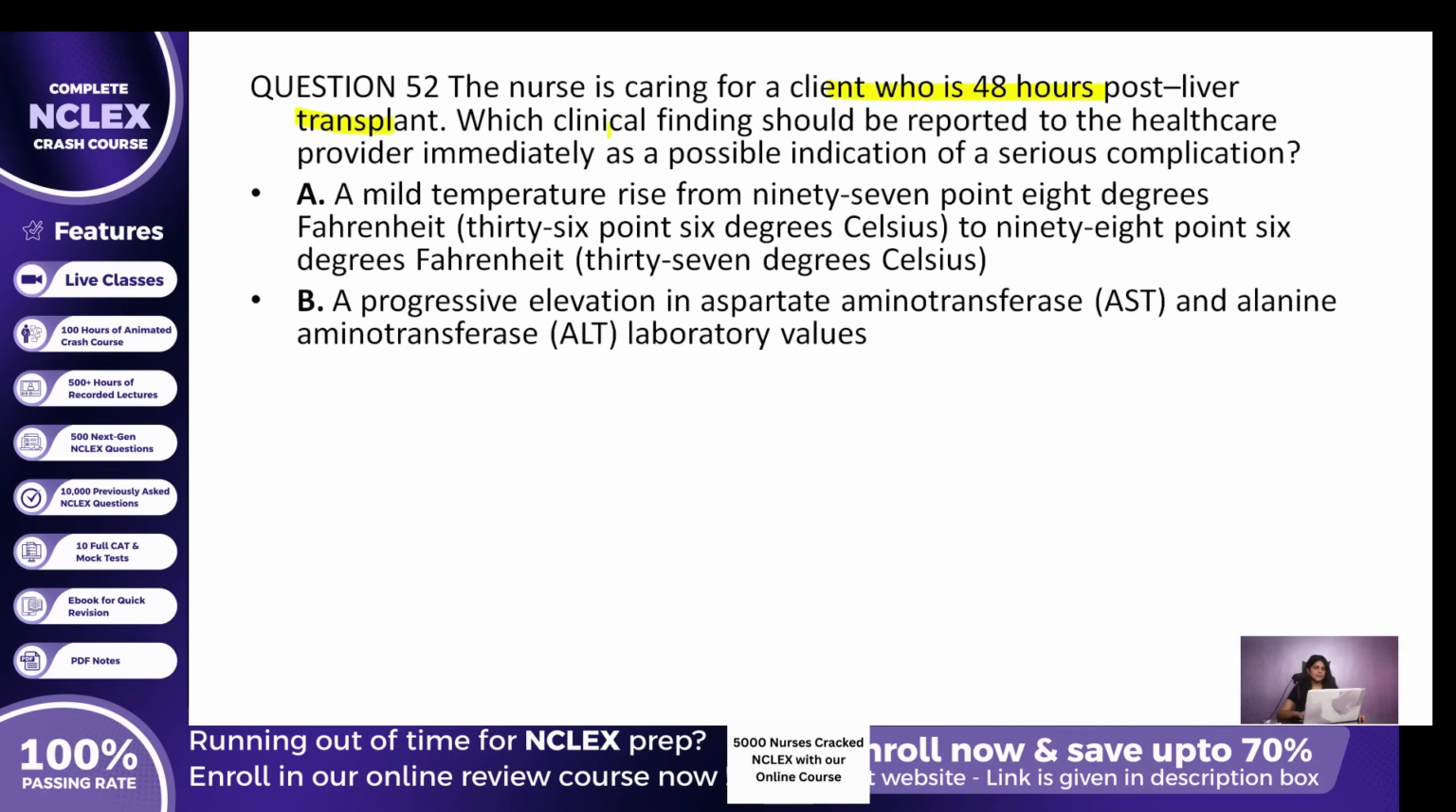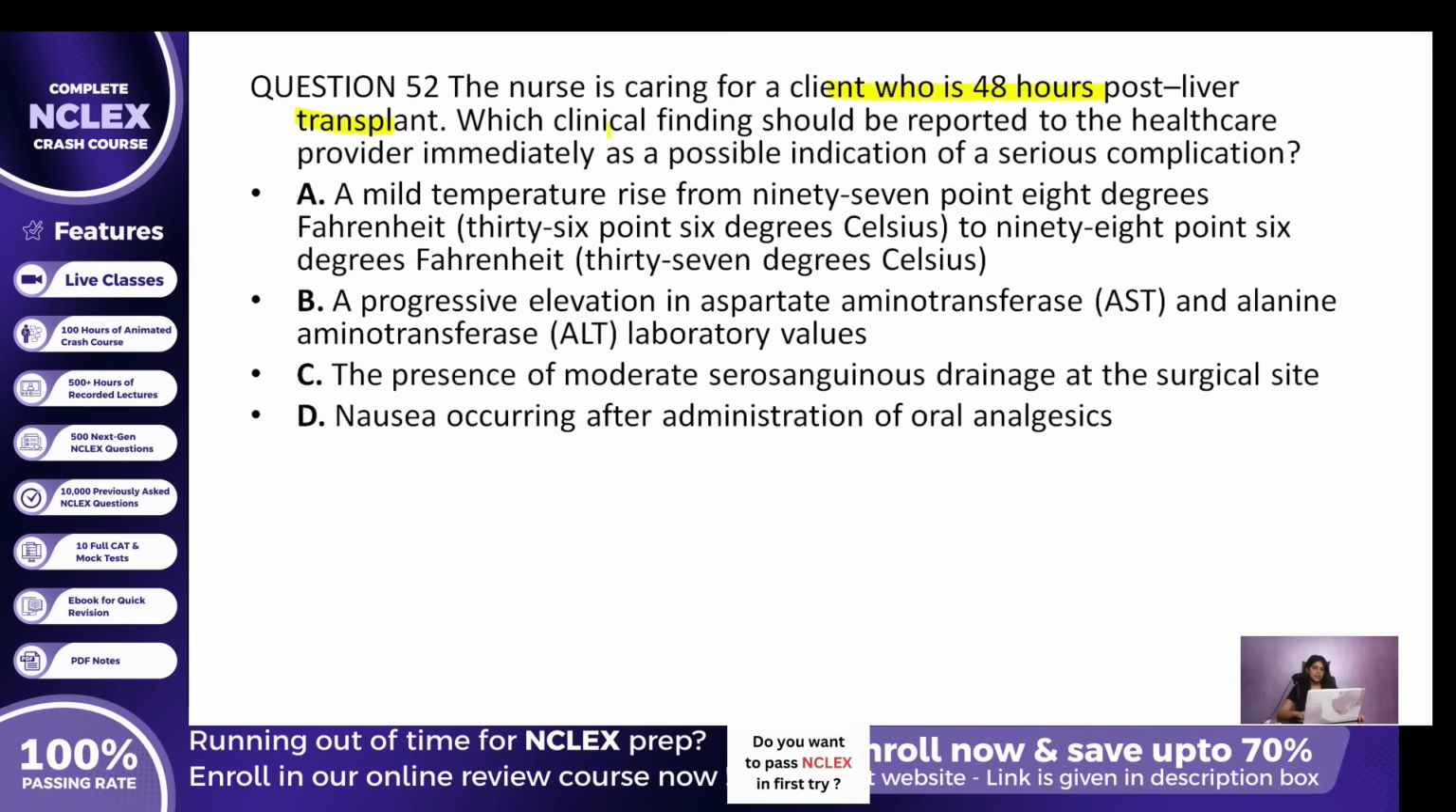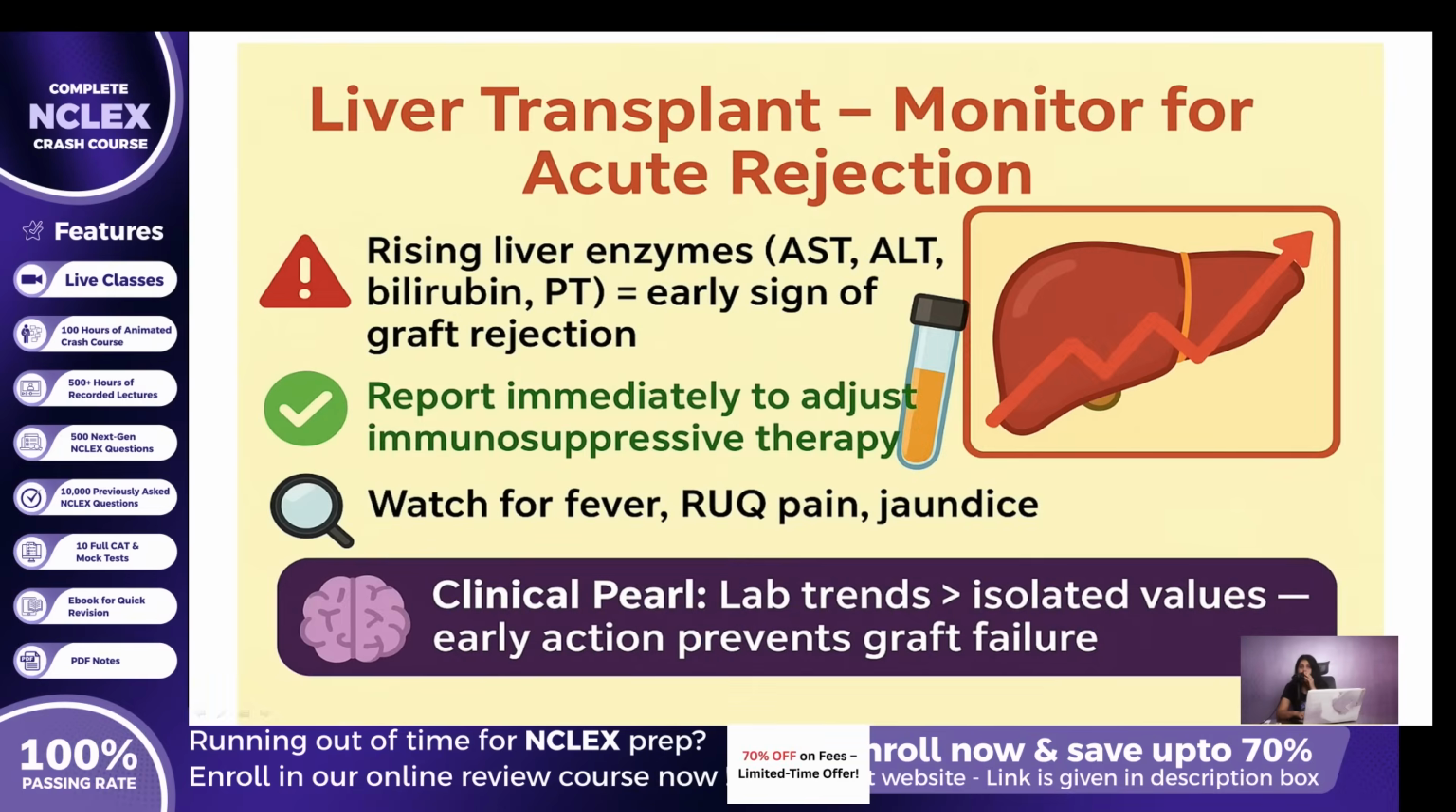Option B, a progressive elevation in aspartate aminotransferase and alanine aminotransferase laboratory values. Option C, the presence of moderate serosanguinous drainage at the surgical site. And option D, nausea occurring after administration of oral analgesics. The correct answer is option B, a progressive elevation in aspartate aminotransferase and alanine aminotransferase laboratory values.